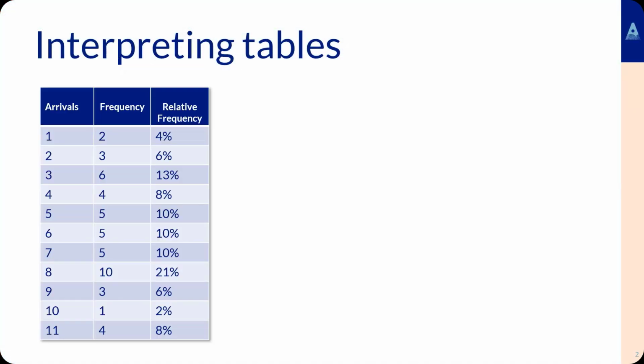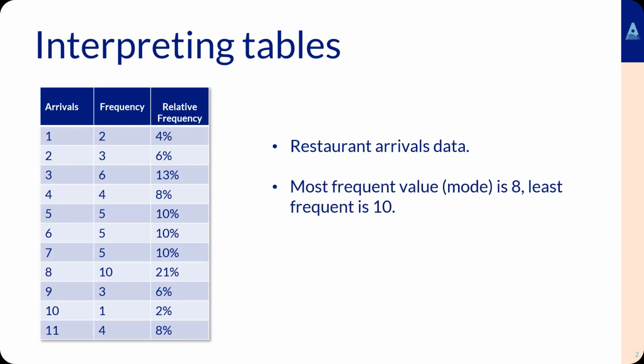Last week we created frequency tables. In this topic we're going to look at interpreting those tables. So this is the frequency table that we looked at before, restaurant arrivals data. And you can see the first column is the discrete number of arrivals in each time period. The second column is the frequency, and the third column is the relative frequency.